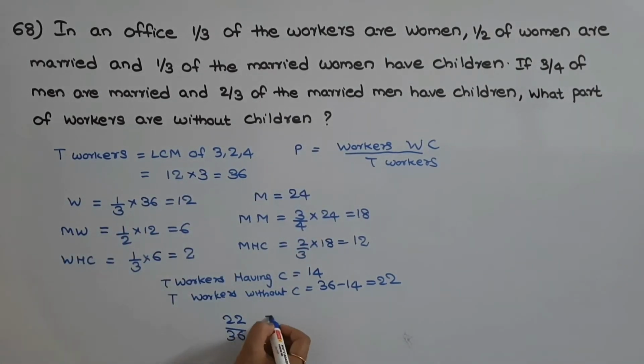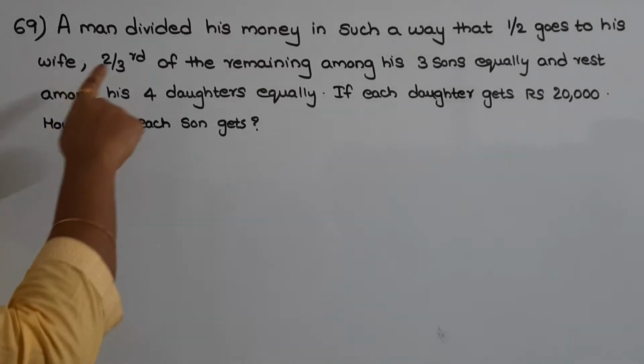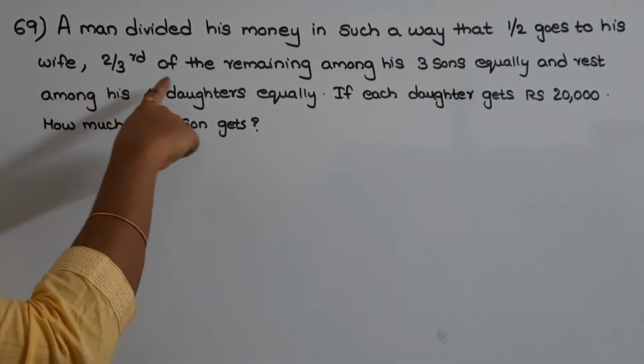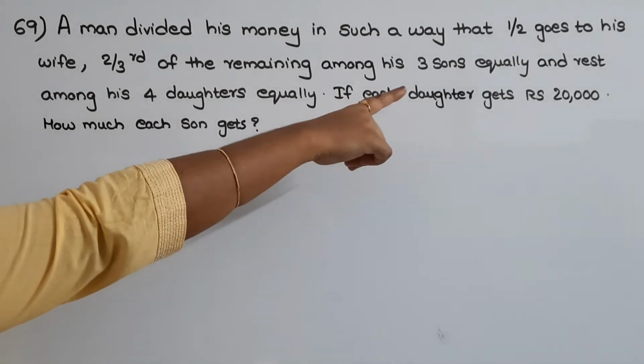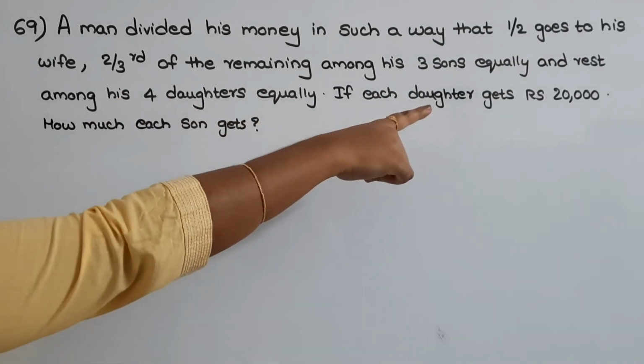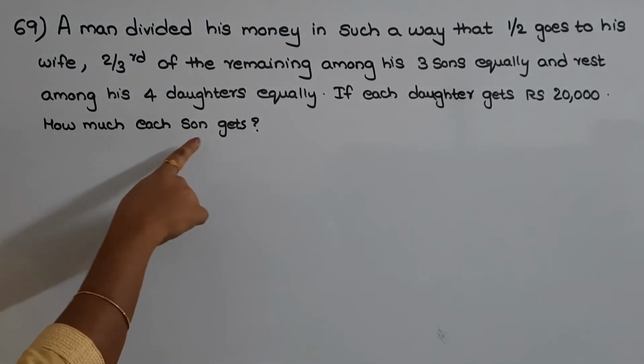Okay, so the answer is 11 by 18. Okay, the next question is, a man divided his money in such a way that half goes to his wife, 2/3 of the remaining among his 3 sons equally, and rest among his 4 daughters equally. If each daughter gets rupees 20,000, how much each son gets?